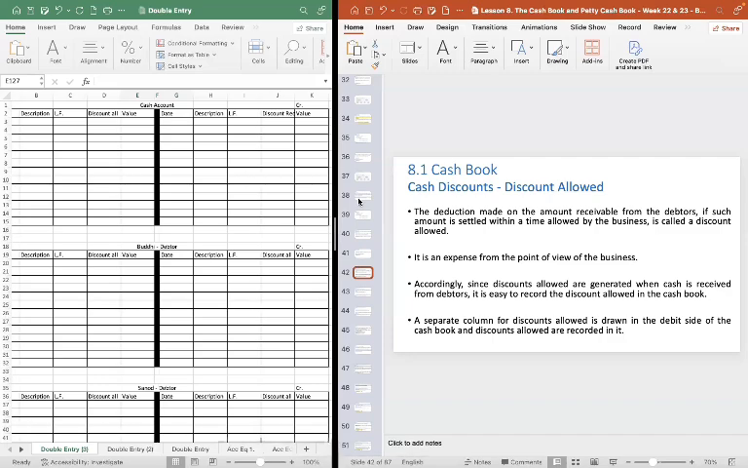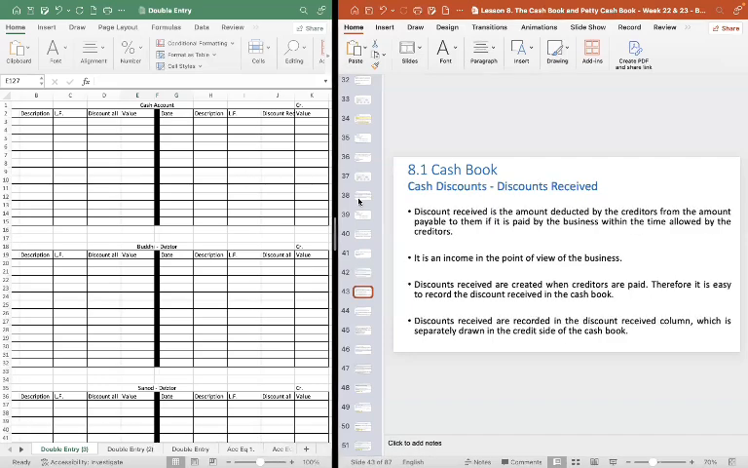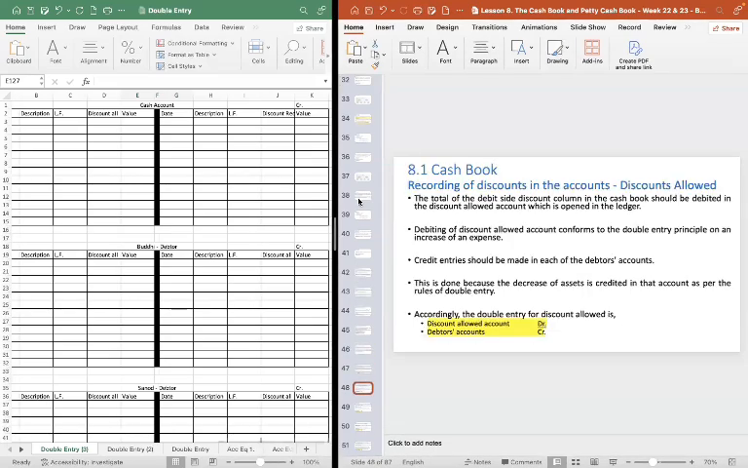Okay. But in this particular case, this discounts case, we do not pass even a single entry out of the double entry. Okay. Because this is just a memorandum column. Since it is a memorandum column, when we are recording discounts received or allowed in the cash book, it does not pass even a single entry out of the double entry accounting. Okay. So we discussed about this yesterday, and then comes to recording discounts in the accounts and how to pass the entries.